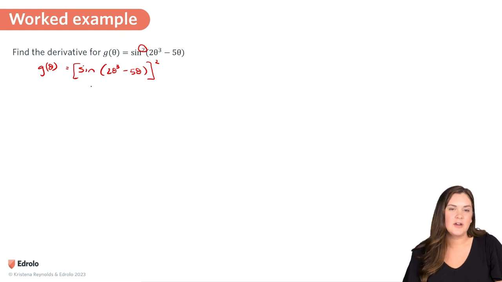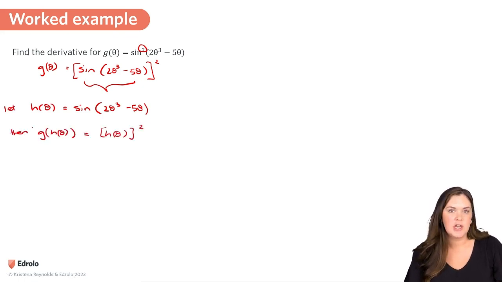So what I'm going to do now is let h equal what's inside the bracket there, and then I'm going to rewrite g in terms of h. So I end up getting g of h of theta equals h of theta all squared. So what I can do now is differentiate each of those separately.